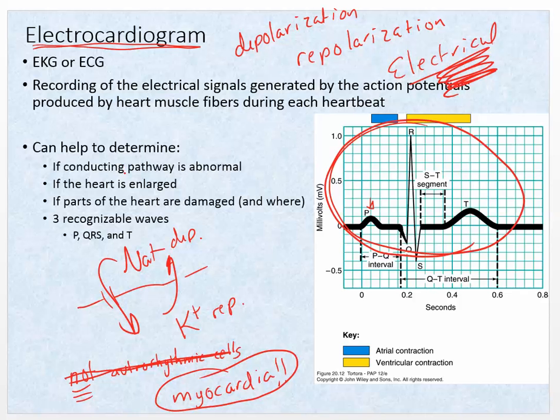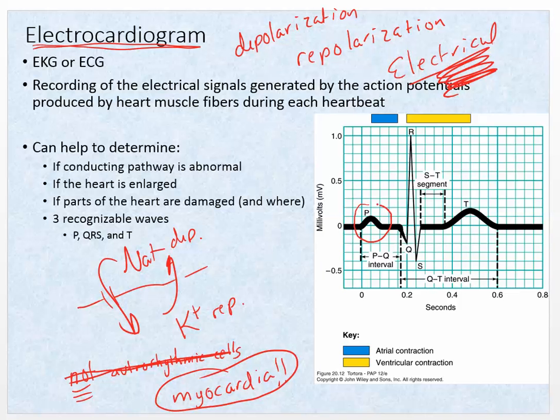Okay. So, let's see, if the conducting pathway is normal, then this is what you see. If it's abnormal, you start to see little differences. Okay, and we're going to talk about what some of those differences are in this EKG signal. But if the pathway is normal, if the heart's enlarged, if parts of the heart are damaged, then all of these things look different. And so we have recognizable waves.